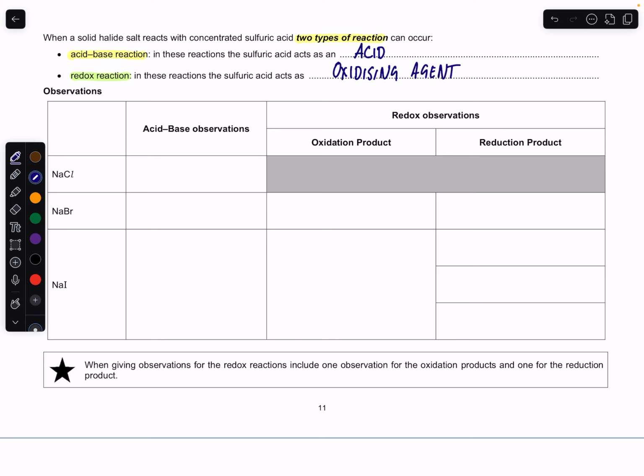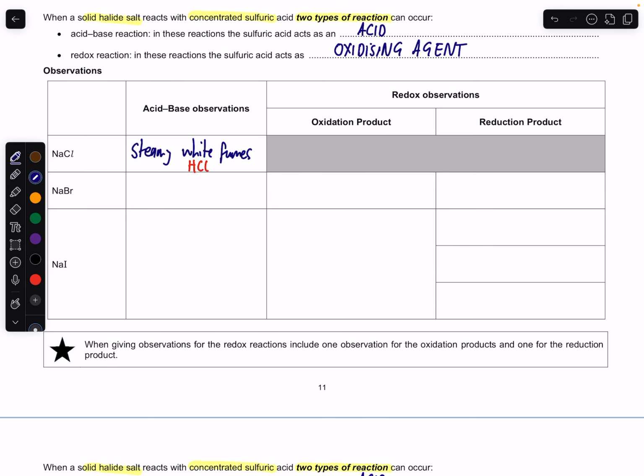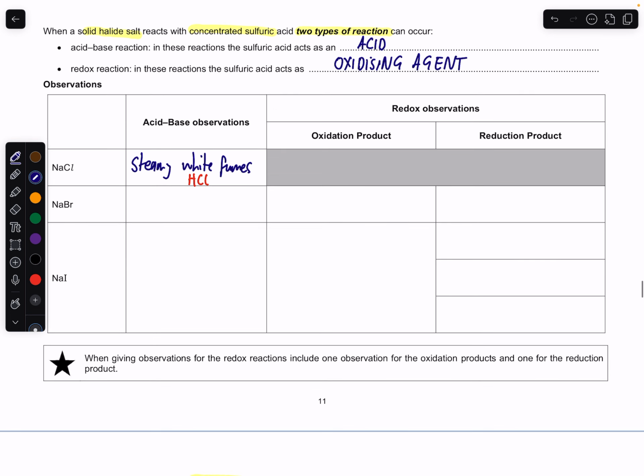So if we have a look at the first row where we've got sodium chloride, we're going to see what type of reaction we get. Well, you can see we've grayed out the redox reaction. So chloride isn't a strong enough reducing agent. It can't reduce the sulfuric acid. So we just get an acid-base observation, and we see steamy white fumes produced in that reaction, and the steamy white fumes are because hydrogen chloride gas has been produced.